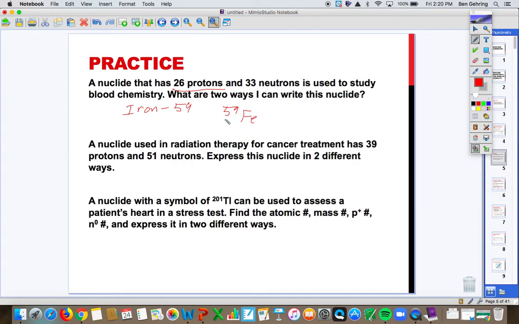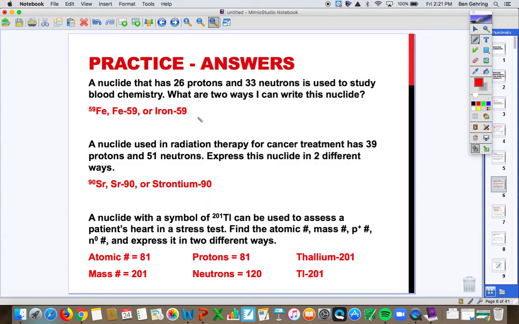It's not mandatory that you write this 26 here, because I told you it's iron. Iron's number on the bottom is always 26. Either one of those work. Or you can write it as Fe59. I'll let you try these next two on your own. You can pause the video, try those quick. When you resume, I will give you the answers.